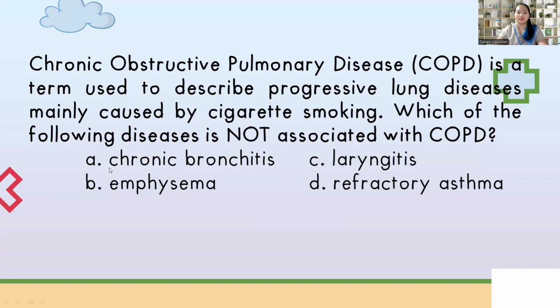So we can eliminate letter A, chronic bronchitis, because the word chronic is there and COPD is a chronic disease. So we can eliminate letter A. And emphysema is also a COPD because this is an effect or a disease caused by cigarette smoking. Okay, emphysema, by the way, is the swelling or the shrinking of your alveoli.